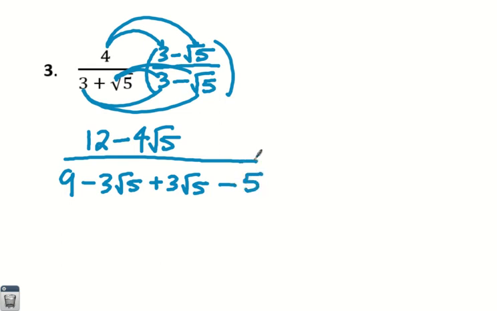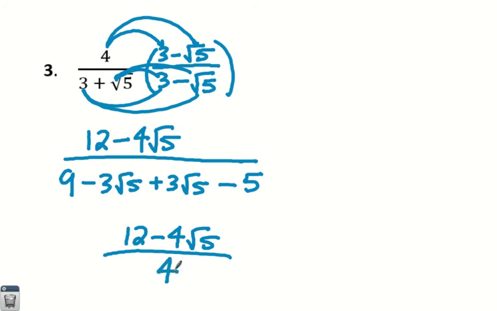Now, the reason why this works like a charm is because look at these 2 terms that combine as like terms: negative 3 root 5 and positive 3 root 5. We still have square roots in the denominator, but not for long, because this term and this term add up to 0. So now the numerator is what it is, and in the denominator, these 2 terms are gone, so yay. And then we have 9 minus 5, which is 4.